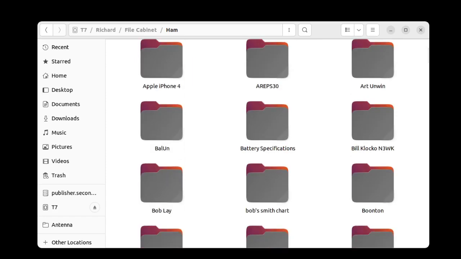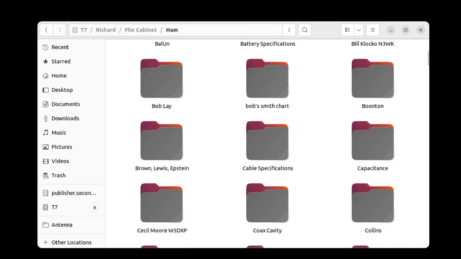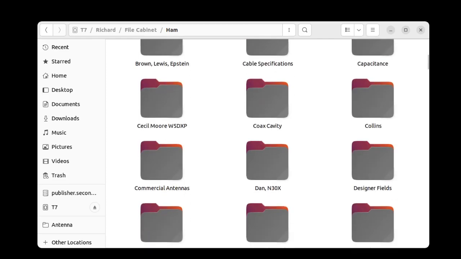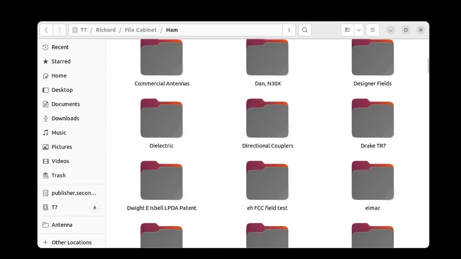Battery specifications, balun construction, Smith chart work. Boonton that you see there is an equipment manufacturer, or test equipment manufacturer of specialized RF equipment. Let's see, Brown Lewis Epstein, cable specifications, coax cavities, Collins radios, commercial antennas that I've reverse engineered. Let's see, got to move along here.